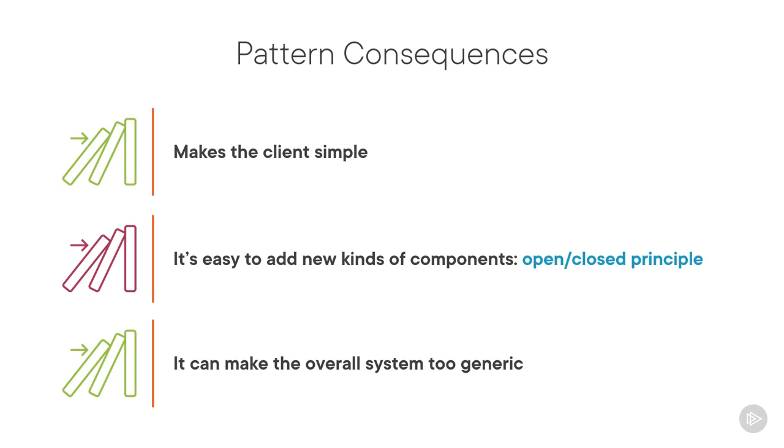If we want to restrict the directory component to only contain files and not subdirectories, we cannot rely on the compiler for that, as add and remove accept the base file system item. We have to write additional code to check for the actual type at runtime. That's it for the main consequences. Let's have a look at the related patterns.